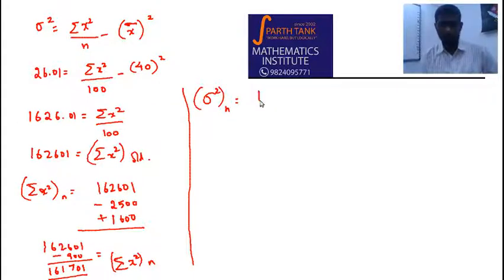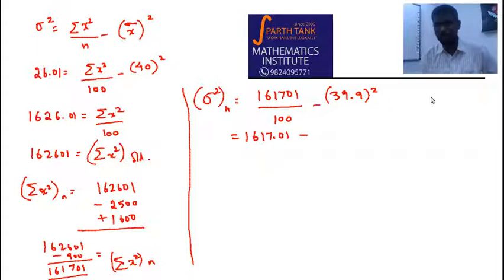The new one is 1617.01 minus the new mean 39.9, the whole square, right? Now what would this become? 1617.01 minus 39.9 squared is a mess, but do it using 40 minus 0.1, the whole square. 40 minus 0.1 the whole square is 1600 plus 0.01 minus 2 times 40 into 0.1. So that would be minus 8.